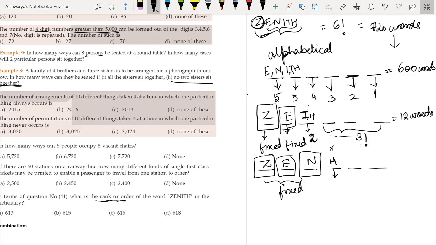So I can put H here, and here the balance 2 can come in any order. So this will become 2 factorial. 2 factorial means 2 words. So totally there are 2 more words where the first letter is Z, second letter is E, third letter is N, the fourth letter is H. So the fifth letter could be I and T or T and I. Those are the 2 different possibilities. So I have 2 more words. Now let us look further.